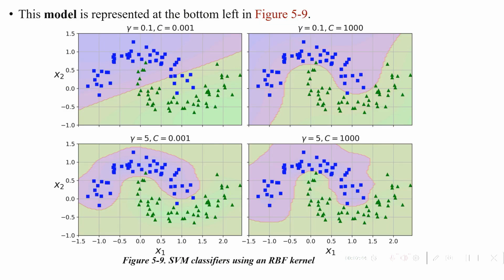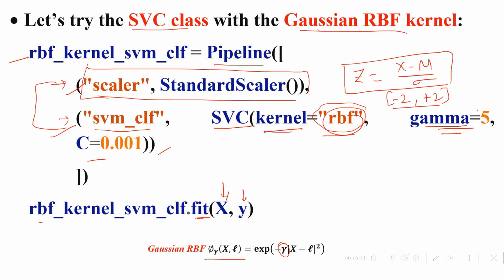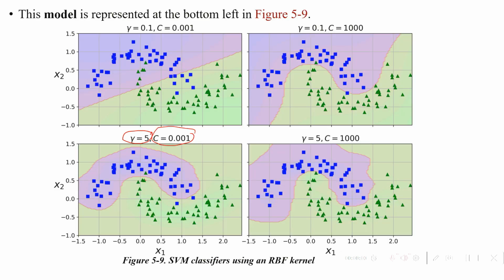Now here gamma equal to 5 and c equal to 0.001. In the previous code, we specified the values of gamma equal to 5 and c equal to 0.001. For this code, we are getting an output that looks like this. So what is our Gaussian RBF kernel? Phi of gamma into x comma l equal to exponential of minus gamma into mod of x minus l whole square. Here we are specifying gamma equal to 5 and c equal to 0.001. For these values we are getting this type of output.